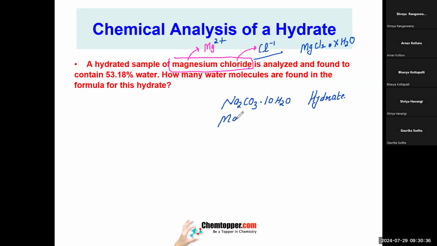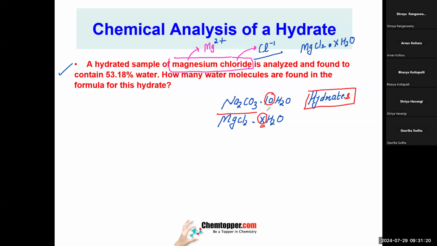Similarly, magnesium chloride is going to have X moles of water. This X is a fixed number. That's what they're asking us to calculate here. What is X? So understand the meaning of hydrates. These are the ionic salts with water molecules trapped in them, and these water molecules have a fixed number. So in the coming questions, we'll calculate the formula of the hydrate. We'll calculate how many moles of water are there. Means the aim is to know this X.